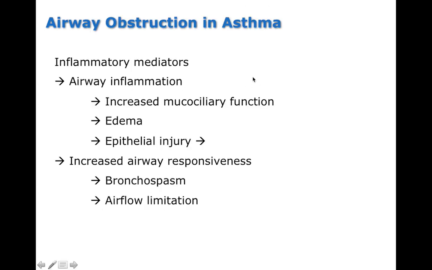So we're next going to move on to talk about airway obstruction, and specifically with respect to asthma. So asthma is an inflammatory condition of the lungs, and what we find here is that the airways become inflamed, which increases mucociliary functions. You get a lot of mucus that builds up. We can also see edema as a consequence of increased vascular permeability, and if there's too much inflammation, we can see damage to the epithelium over time.